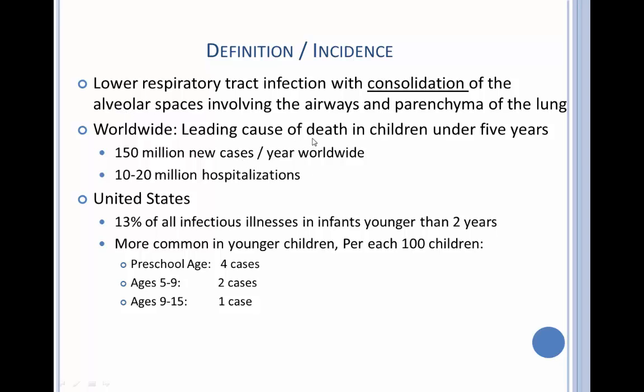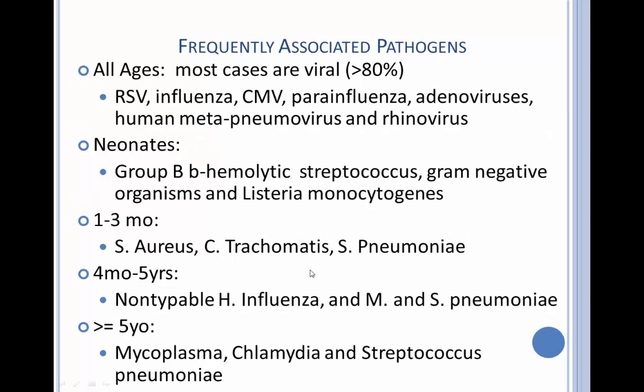It is the leading cause of death in children under 5 years of age, with a lot of hospitalizations. It accounts for 13% of all infectious diseases in infants younger than 2 years of age. So very, very common. The majority of cases are viral, so it is self-limiting, and those are RSV, respiratory syncytial virus, influenza, cytomegalovirus, and parainfluenza could be present as well.